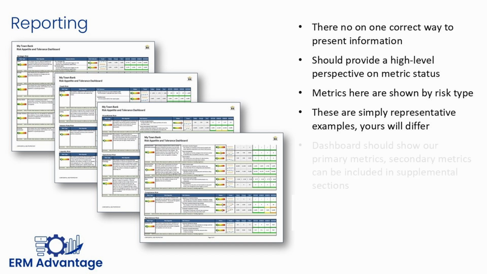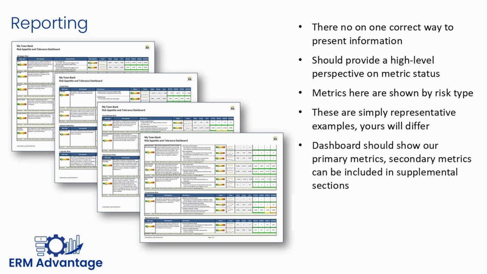The primary dashboard, whatever it is, should really show your main metrics, the ones that are the most important, the most highly correlated to risk. Metrics that are more secondary could be moved to kind of a secondary part of the report. What we want to be able to show here is really those that are our principal metrics that give us an indication of status.